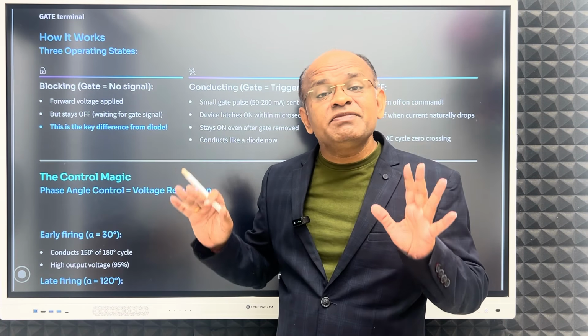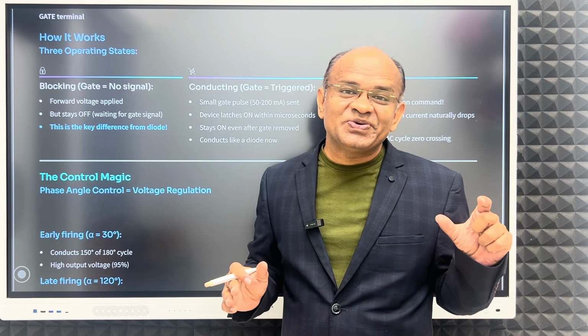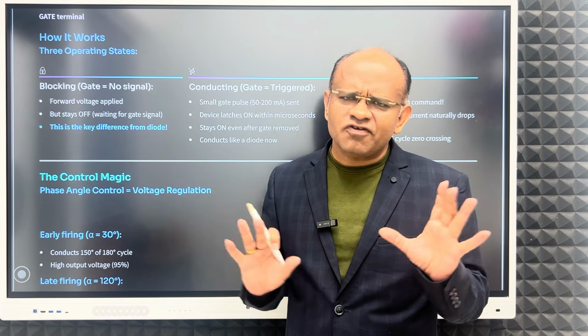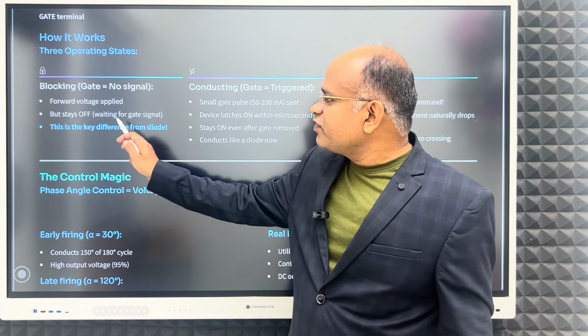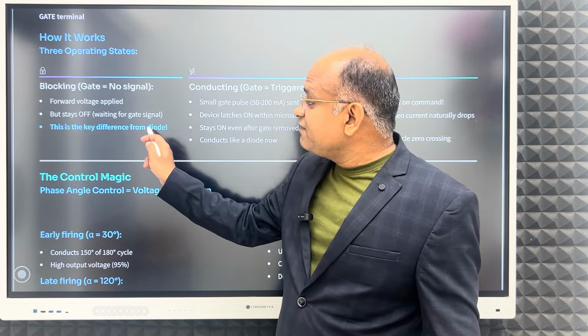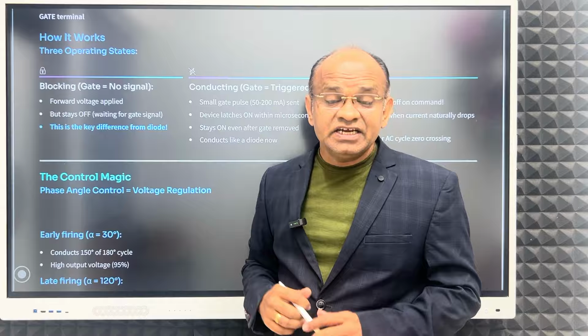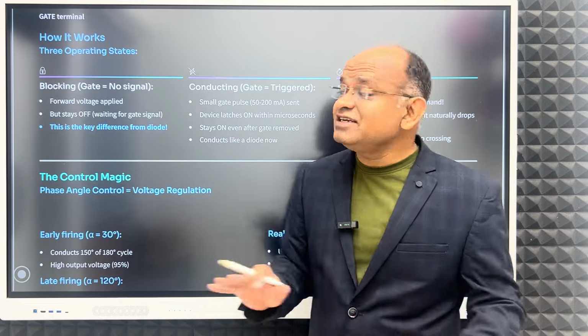It is the same diode, but what is happening? We have added another diode which is not conducting, two diodes kind of. Just for the concept I am telling you. It stays off, waiting for the gate signal. This is a key difference from a diode. It is waiting. Though voltage is applied, it is not fired, it is not conducting.